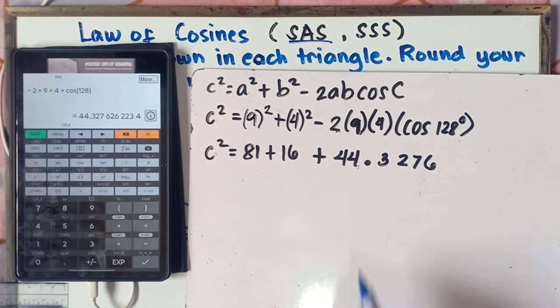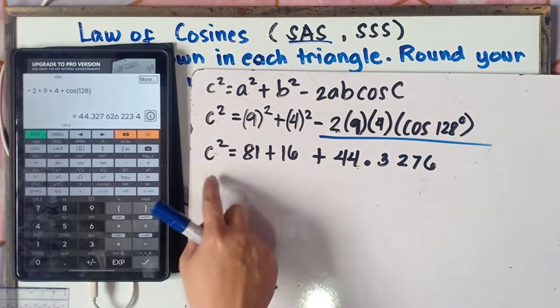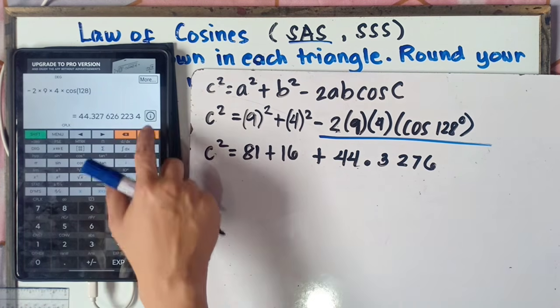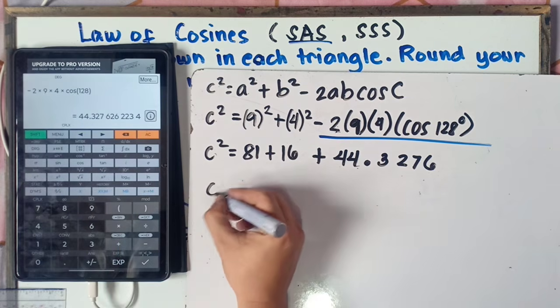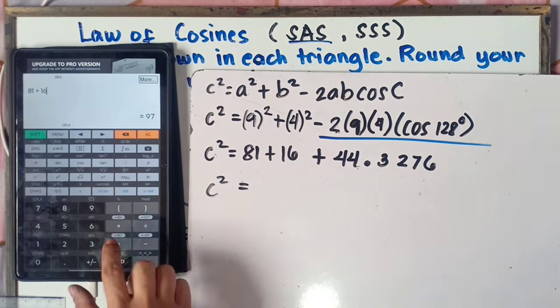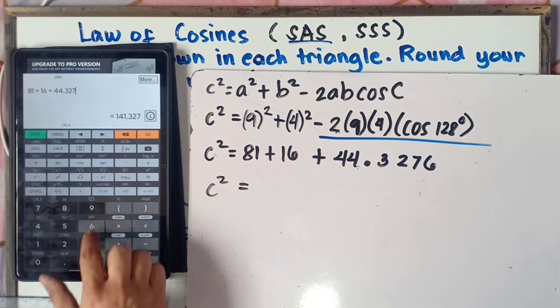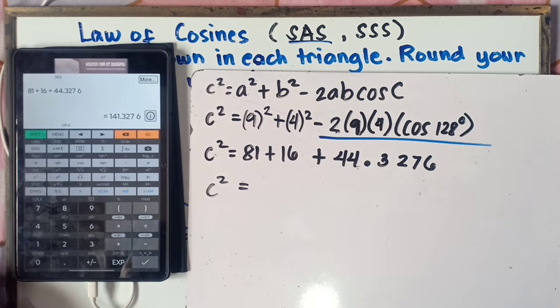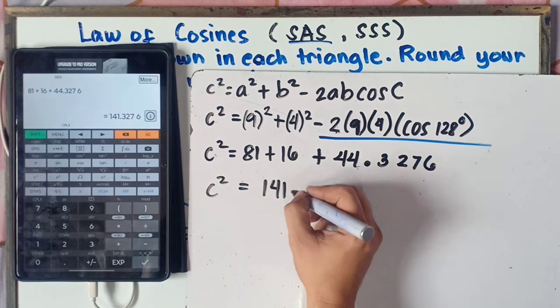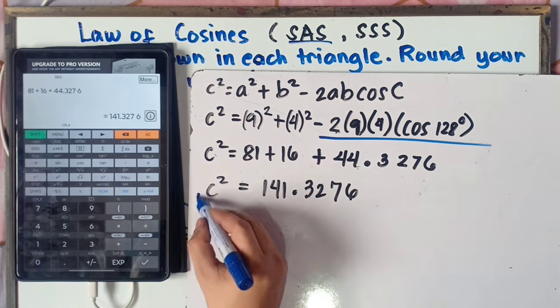Just put this one on your calculator. Simply press this one and then you will get this answer. And then simply add this one. So copy c squared equals 81 plus 16 plus 44.3276. So you will have 141.3276. And then simply extract square root of both sides, cancel this out.